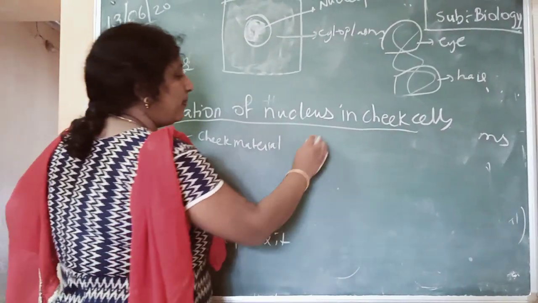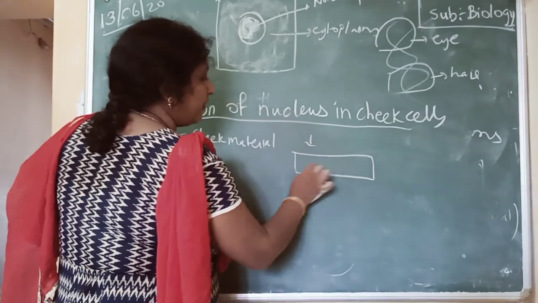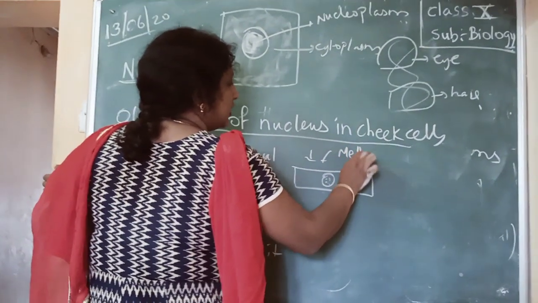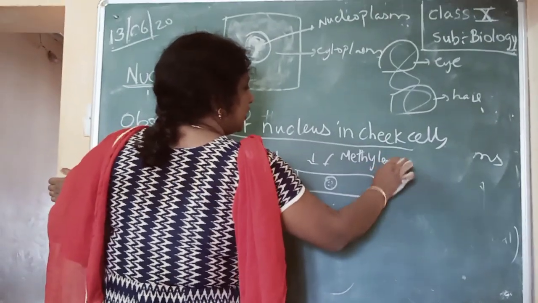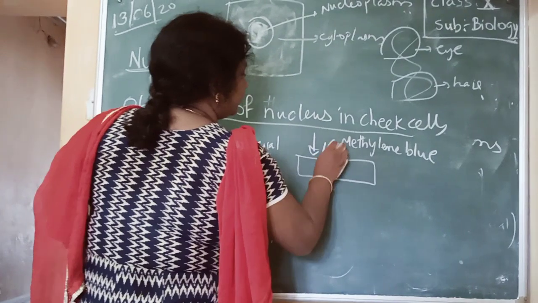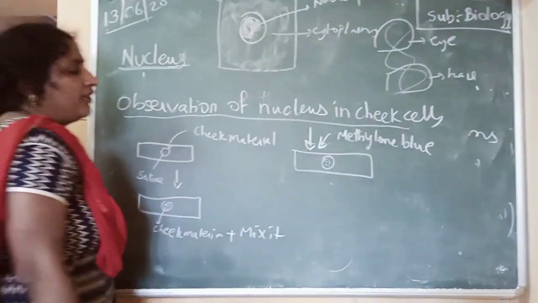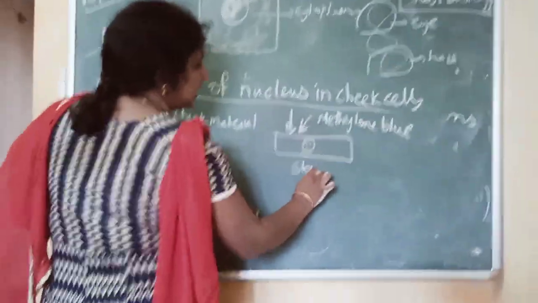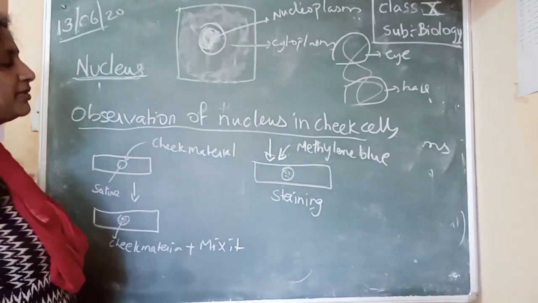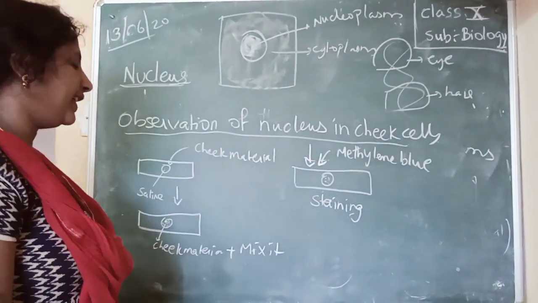Now add a drop of methylene blue. Why are you adding methylene blue? For staining, so that it gets color. The blue color is absorbed by the cells. So you are staining it by using methylene blue.